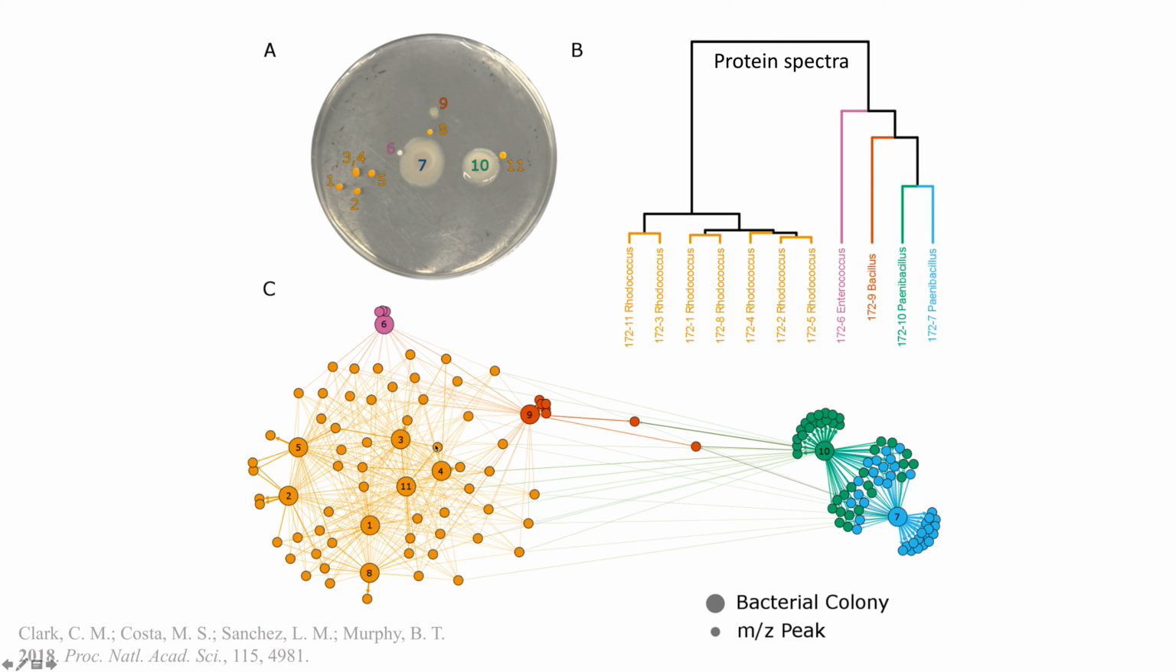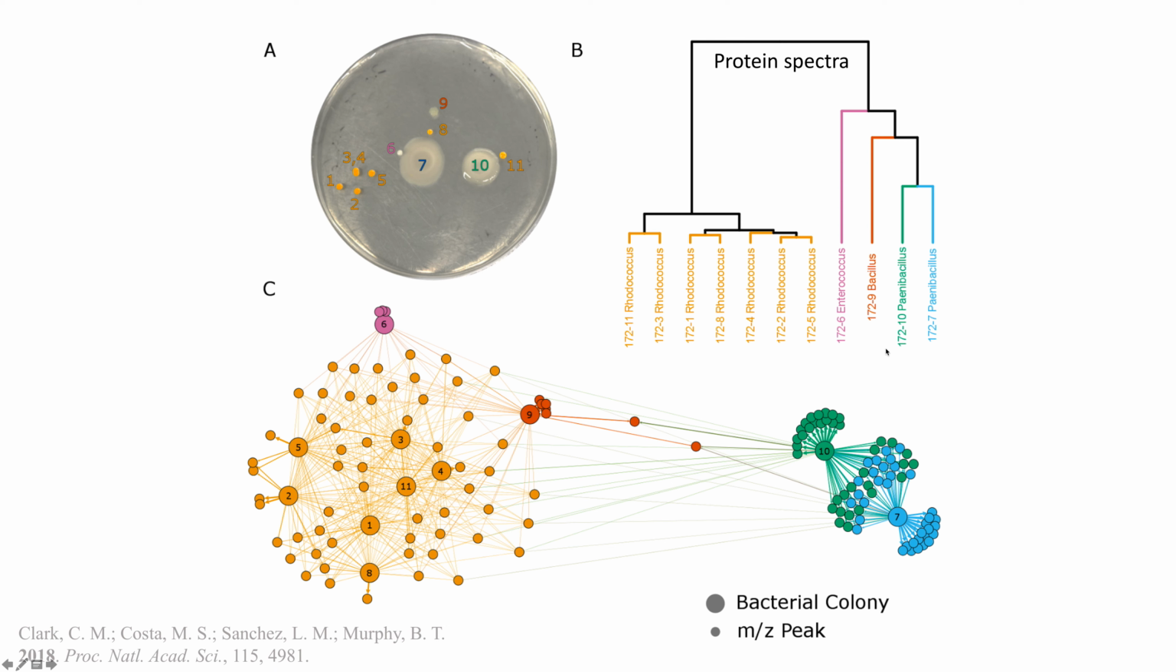What's really interesting now is that we can look at what we call a metabolite association network. This bottom network here is the natural product region. Your bigger nodes are your bacterial colonies. Your smaller nodes are your M over Z values, or natural products. And what's interesting here is you can look at your Rhodococcus colonies and see that there is basically a heavy degree of overlap of natural product production.